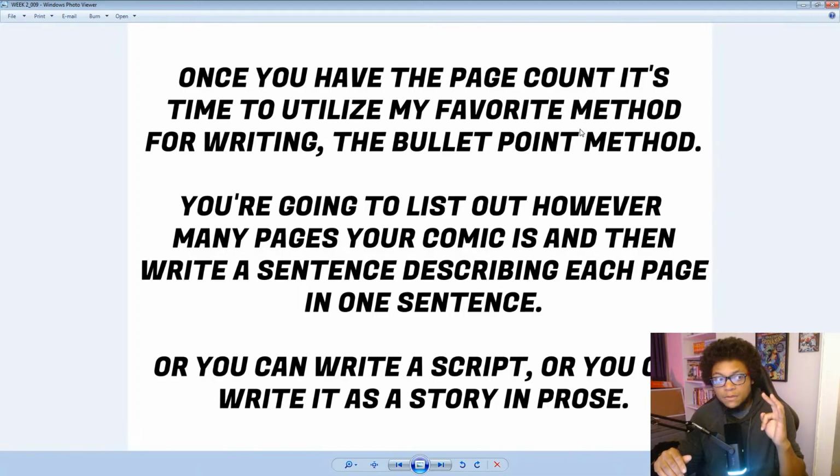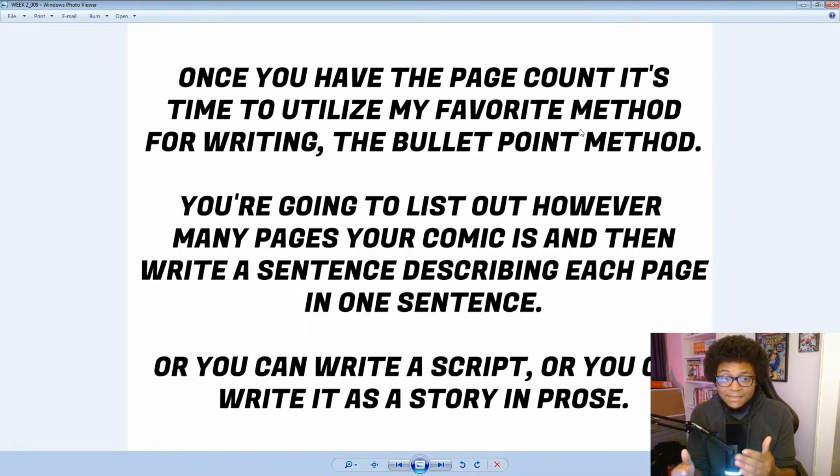Each of those are valid. Personally, if you're writing your story by yourself and you're doing everything on your own, the bullet point method is, like I said, probably the best route, mainly because you already know what your story is. So you know what the dialogue is going to be. You know all the small little details that you're going to be drawing. Because of that, writing out an entire script and making sure that you stick to it is just a waste of time. You don't need to do that.